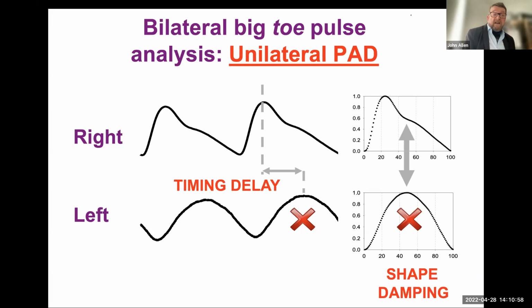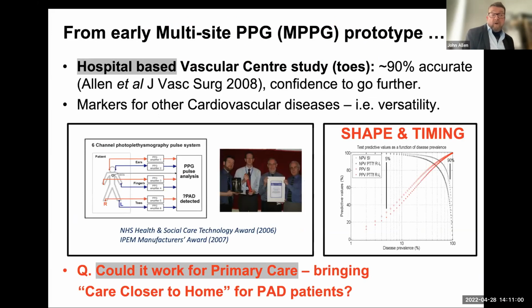That led us on to doing studies and quite a bit of background work, developing the system, with a few awards along the way, and publications in a hospital-based study, which gave confidence to go further. The technology also produced vascular markers for other cardiovascular diseases, so it has versatility. We wanted to know, though, could it work in primary care rather than hospitals, bringing care closer to home for patients?